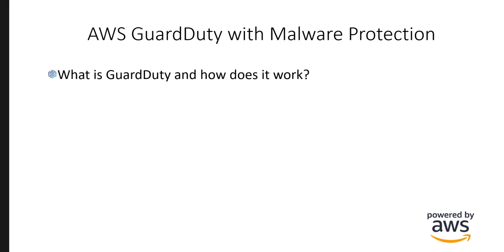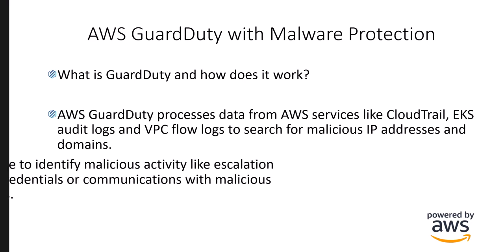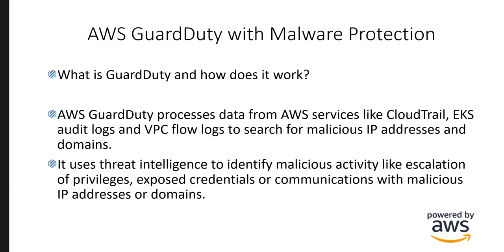So what is GuardDuty and how does it work? GuardDuty uses process data from logs like CloudTrail, EKS audit logs, and VPC flow logs to search through looking for malicious IP addresses and domains. Then it uses threat intelligence to identify malware activity like escalation of privileges, exposed credentials, and then communication with malicious IP addresses and domains.